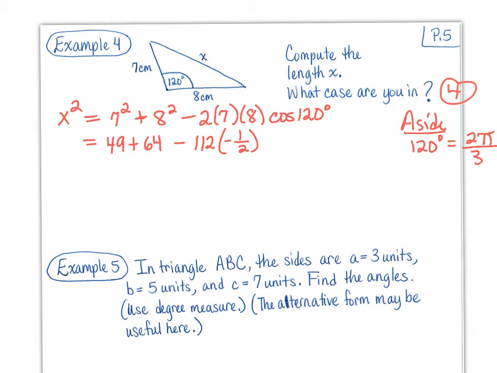So, simplifying that, that means x squared is equal to 169, or x is equal to the square root of 169, which is what? 13. So we get x is 13 centimeters. Good.